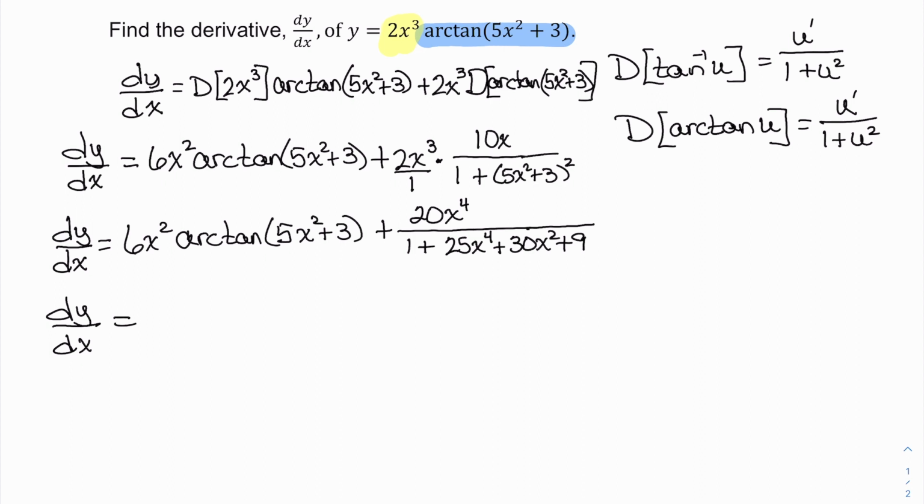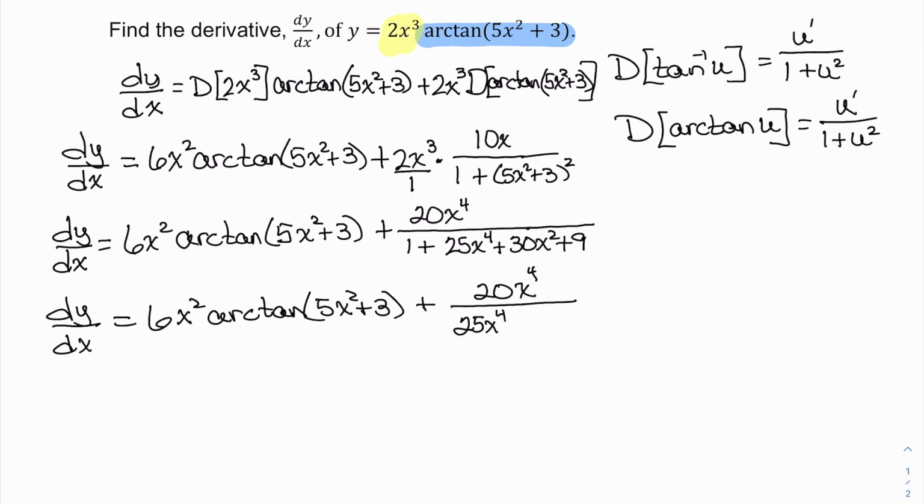And then lastly, we can collect like terms in the denominator of that fraction. So dy dx is equal to 6x squared arctan of 5x squared plus 3, and then plus 20x to the fourth over 25x to the fourth plus 30x squared plus 10. And that is our derivative of our function y equal 2x cubed times the arctan of 5x squared plus 3.